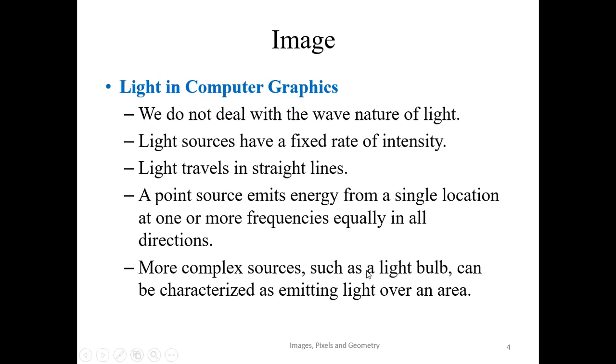More complex sources such as a light bulb can be characterized as emitting light. So yes, a light bulb is a little bit more complicated than the sun. And then we have a lamp. If you have a table lamp, you will see that it only lights up a small area. We'll gradually see how to handle the different sources of light.